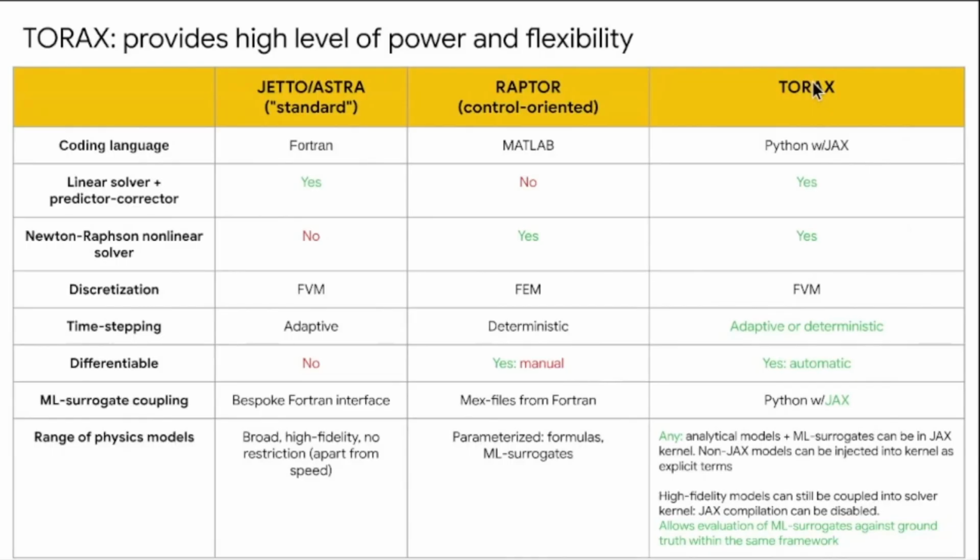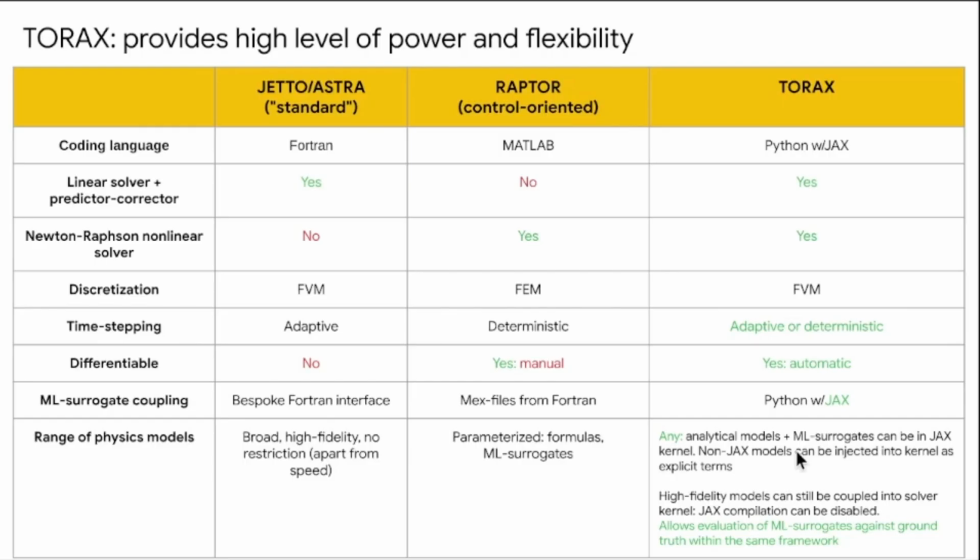So a bit of a comparison to other integrated modeling codes, what I call standard integrated modeling: JETTO, ASTRA, TRANSP, and also RAPTOR, which is a differentiable, but not auto-differentiable, control-oriented code in MATLAB. So we have the best of both worlds in a sense: we can use different solver methods like linear predictor-corrector or Newton-Raphson, and we have the auto-differentiable power of Python. And one thing I want to emphasize is that we have these overlapping circles compared to the previous codes.